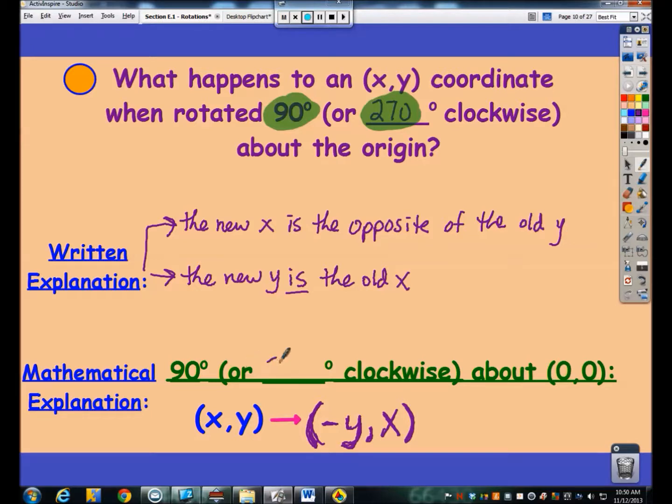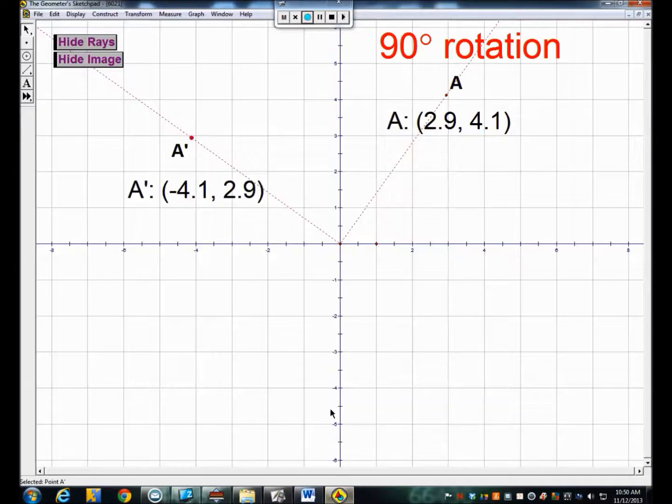So here's our 90 degree or 270 degrees clockwise rotation about, notice this is about the origin. Let me jump back to my picture here. The center of rotation, not the angle of rotation, is at the origin here. That's where things were rotating around. There's where our 90 degree angle is really located.